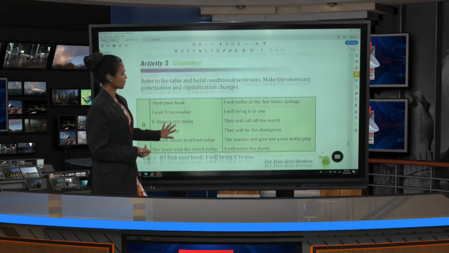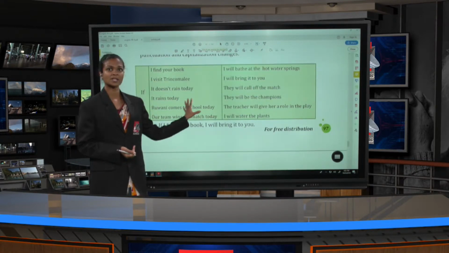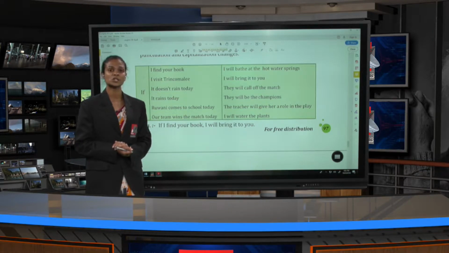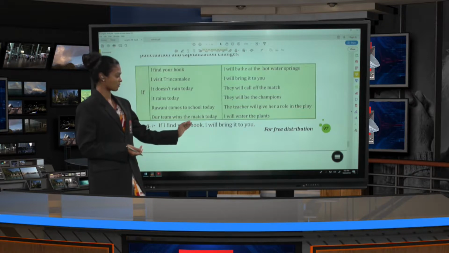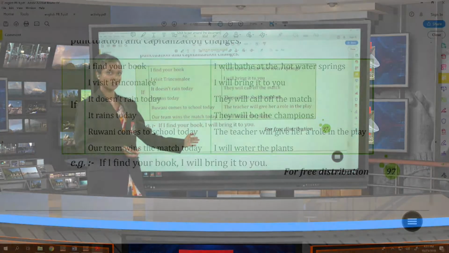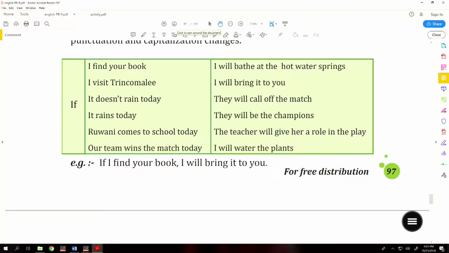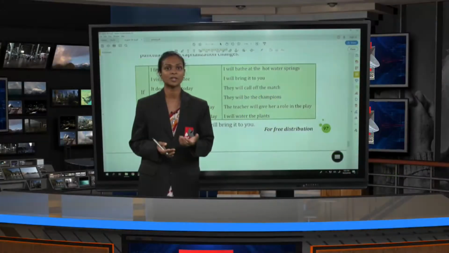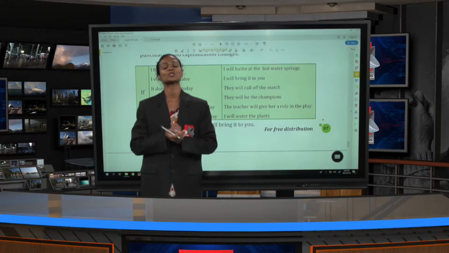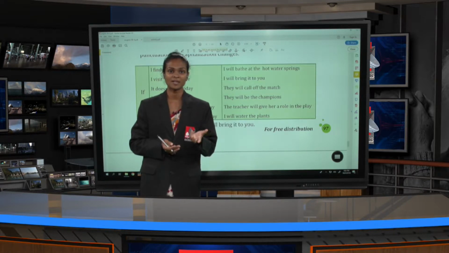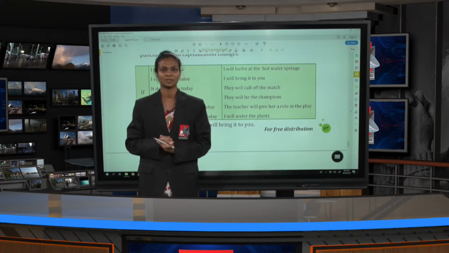Right? I think you can remember we did this activity under conditional sentence type 1. Like this. If I find your book, I will bring it to you. If I find your book, මට ඔයාගේ පොත හම්බ වුණොත් I will bring it to you. මම ඒක ඔයාට ගෙනල්ලා දෙනවා. ගෙනල්ලා දෙන්නම්. Right?